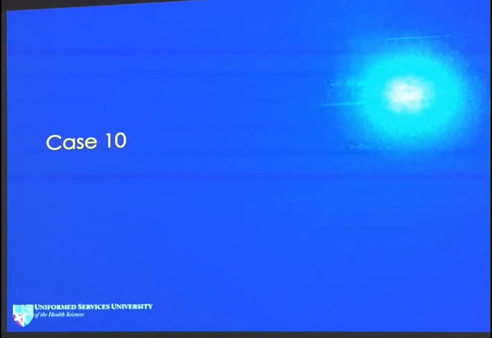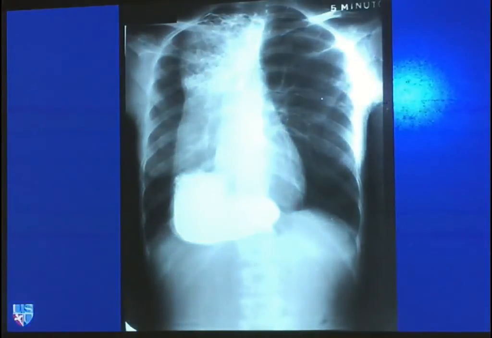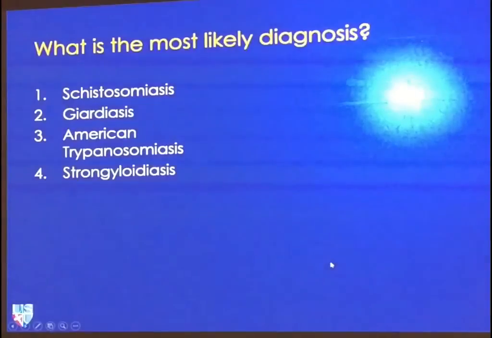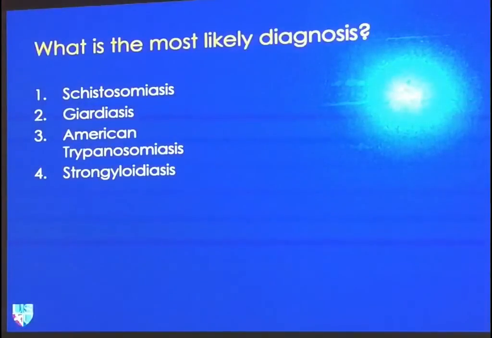All right, last case. This is an esophagram. We gave contrast through the mouth and took an X-ray image of the esophagus, which is usually very, very thin in caliber. This is 50 times too big. And then take a look at the GE junction. What do we think?